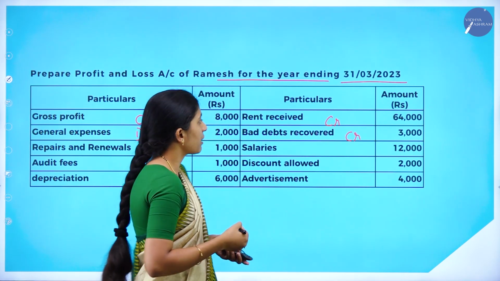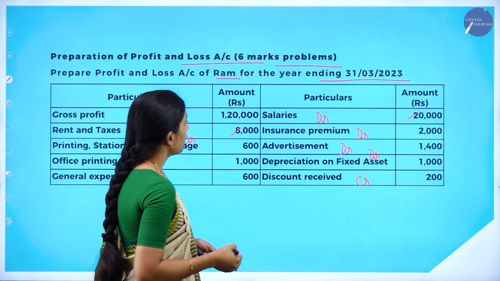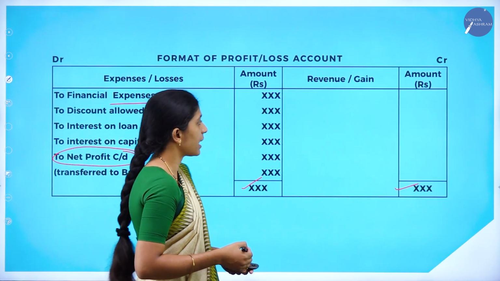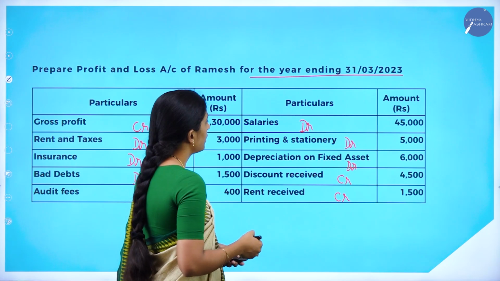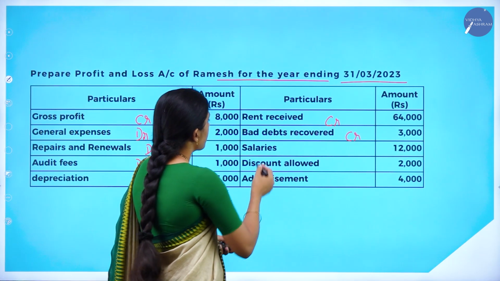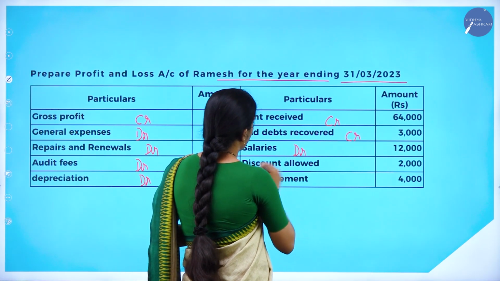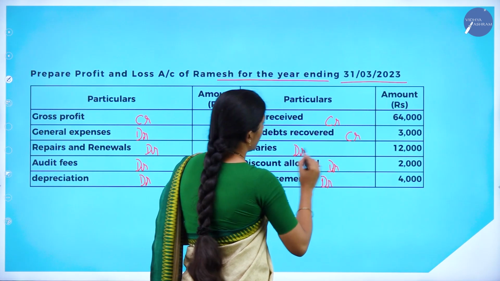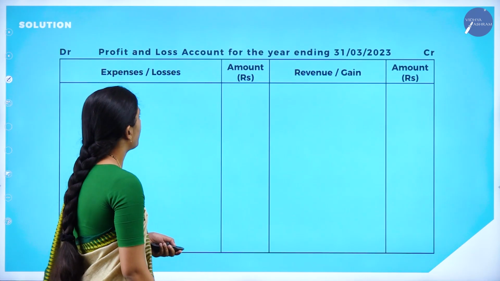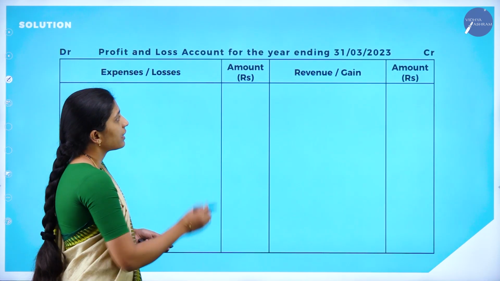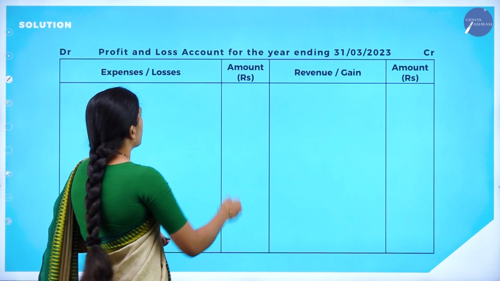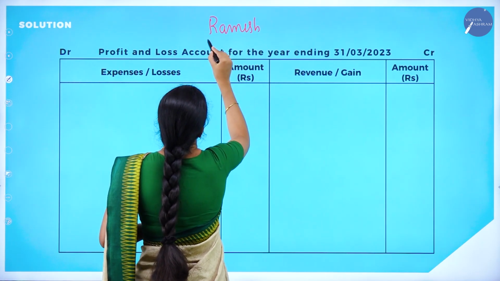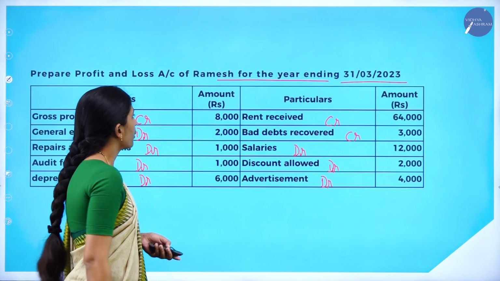So bad debts recovered, if you see the format here, where do we record bad debts recovered? Yes, in the credit side. Salaries, it is an expense, debit side. Discount allowed is an expense, debit side. Advertisement, debit side. Okay, so we shall solve the problem. Profit and loss account for the year ending 31st March 2023. Here also they have given the name of the person, Ramesh. Okay, so we shall start with gross profit.